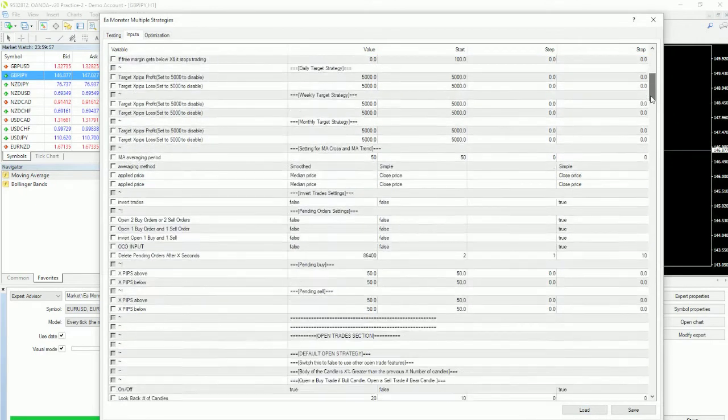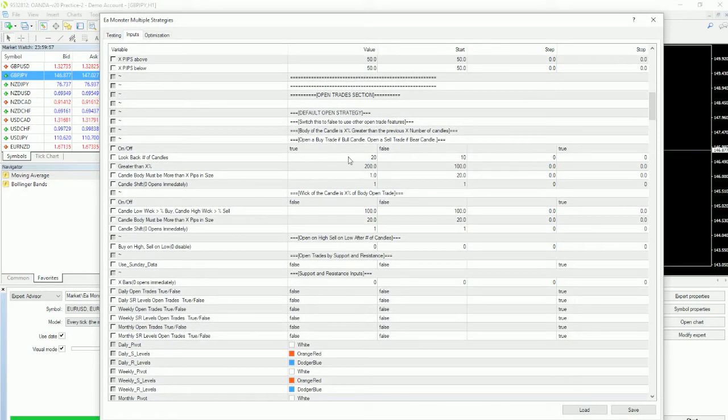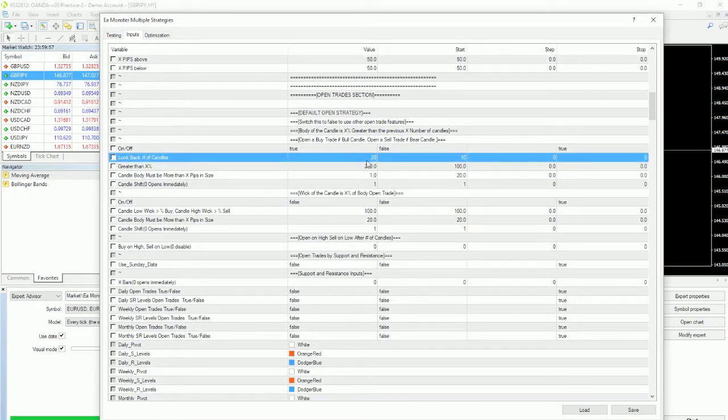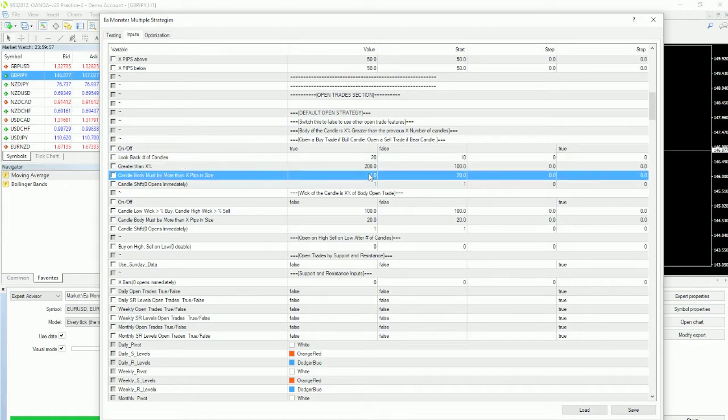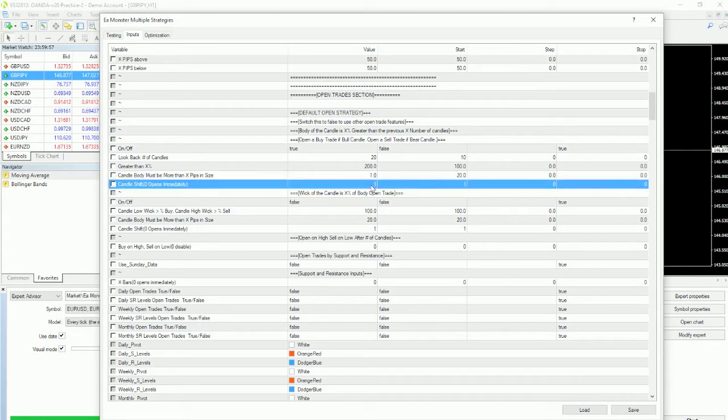We're going to go down, down, down here. I'll show you what this is set up as. We're going to look back candles. This is set to true. It's actually the default settings, except I modified it a little bit. Look back candles at 20 candles greater than 200%. Candle body must be more than 1 pip in size, and the candle shift is 1, meaning that it's going to make sure that the candle is completely finished to analyze that candle.